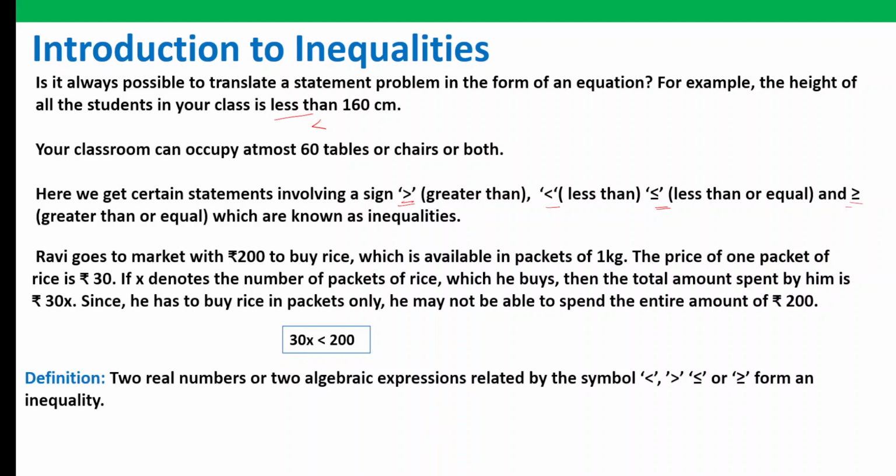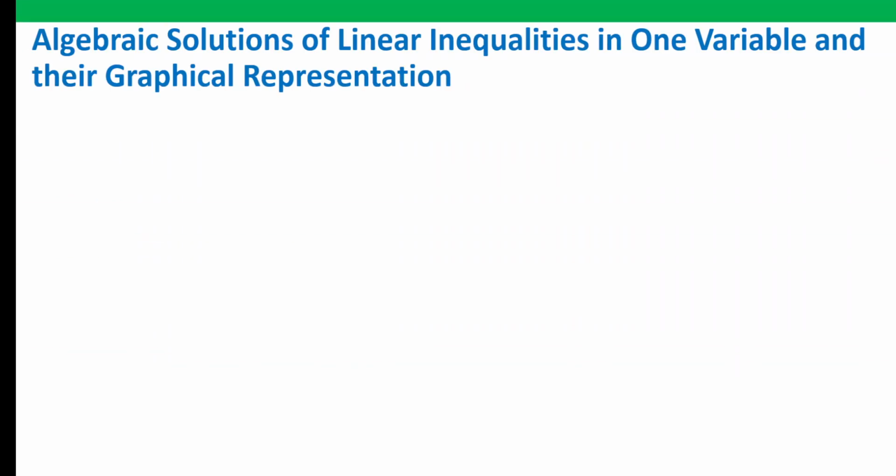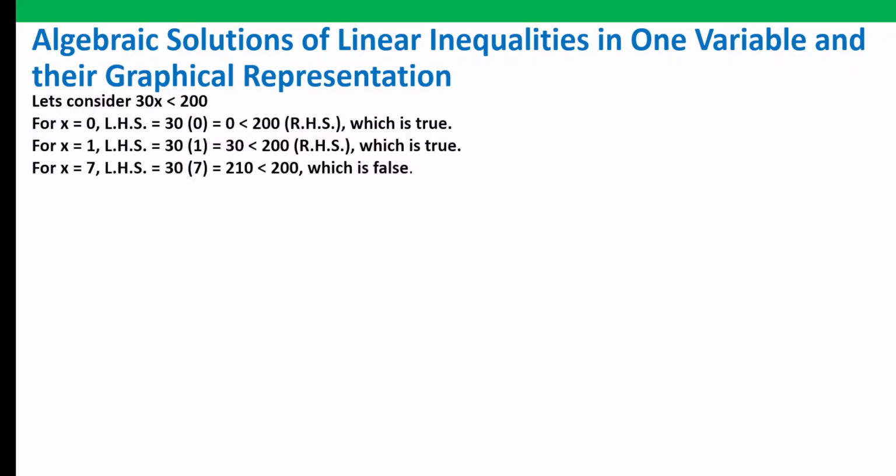Definition. Two real numbers or two algebraic expressions related by the symbol less than, greater than, less than or equal, or greater than or equal form an inequality. For example, ax plus b less than 0, ax plus b greater than 0, ax plus by greater than or equal to c. These are examples of inequalities. Algebraic solution of linear inequalities in one variable and their graphical representation.